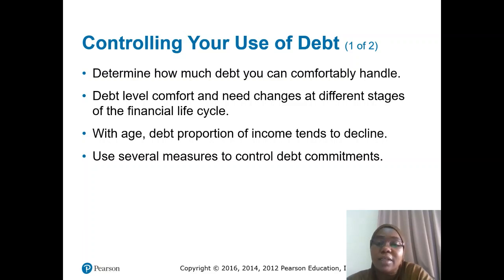Debt level comfort and need change at different stages of the financial life cycle. You should also know your debt level comfort, and maybe there will be need for changes in your lifestyle at different stages. With age, debt as a proportion of income tends to decline, because it's expected that while you are youthful and agile, you would have been able to work and acquire some of those items. Use several measures to control debt commitments. Try as much as possible to combine quite a number of methods.